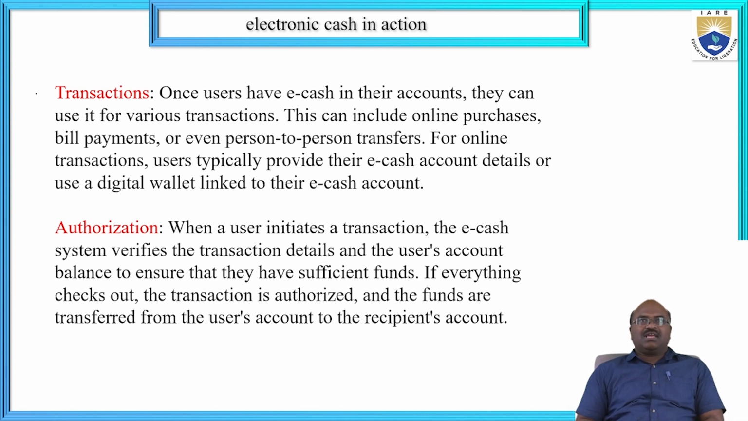Once a user has e-cash in their account, they can use it for various transactions like business transactions, current bill or water bill or school fee or whatever it may be. Any requirement we can fulfill. Why? Because that data is validated data. That amount of data is called genuine data. This can include online purchases, any online purchases like bill payments, one of so many bills, either water bill, gas bill, phone bill, whatever it may be, you can pay the bill payments.